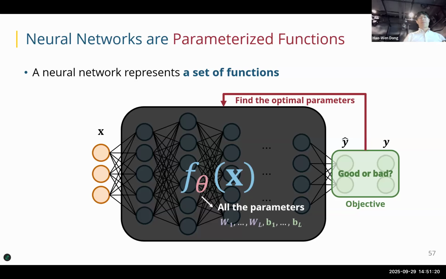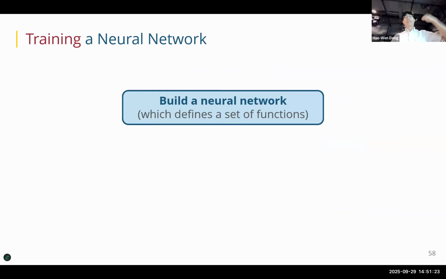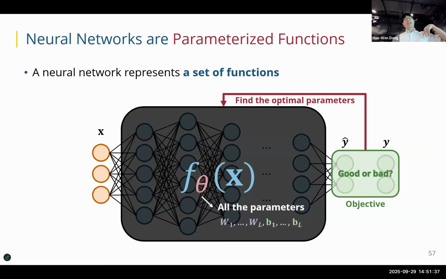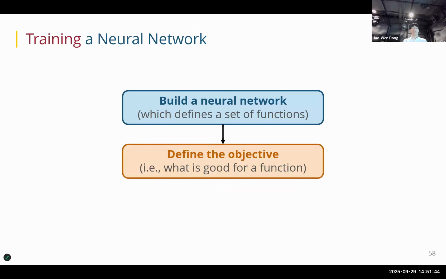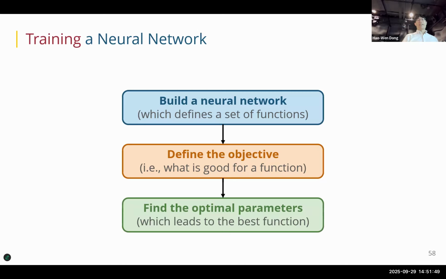So, next class, we'll basically just look into this. We can see how we can determine other types of neural networks. As we just saw, there could be loops, there could be skip connections, there could be a bunch of ways you can build a neural network that doesn't always have to be layer by layer. But basically, a neural network will just define a set of functions. And then you define the objective functions where you determine what is good for a function. And then you want to find the optimal parameters, which lead to the best function.